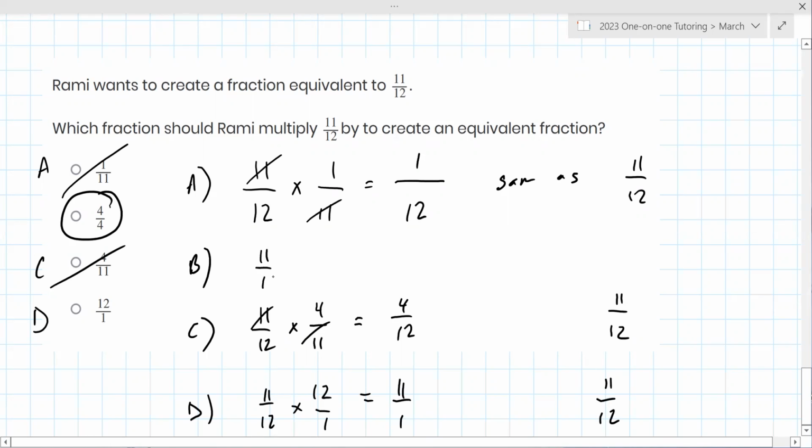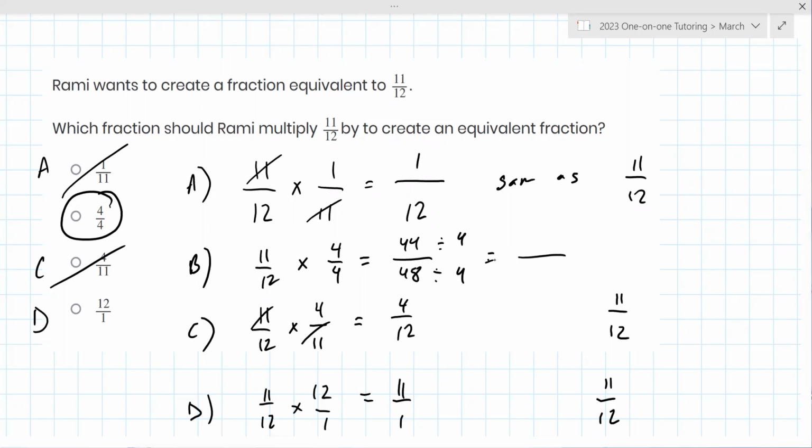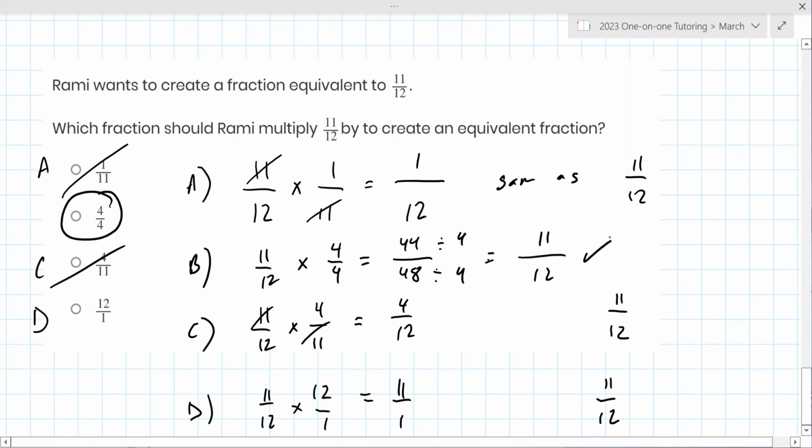So 11 over 12 times 4 over 4 becomes 44 over 48. Can you reduce this fraction? Yes. You can divide both of them by 4. What does that become? 11 over 12. Good. And that's the way it's supposed to be.